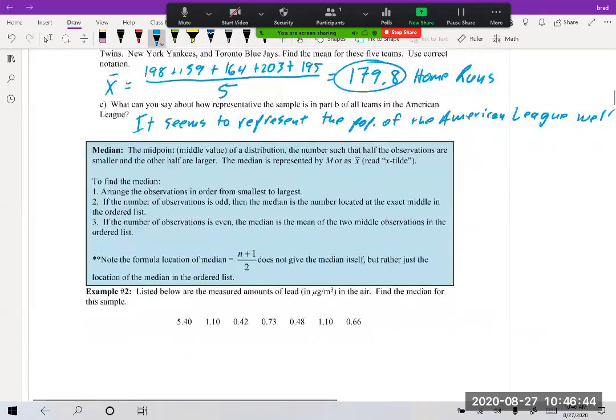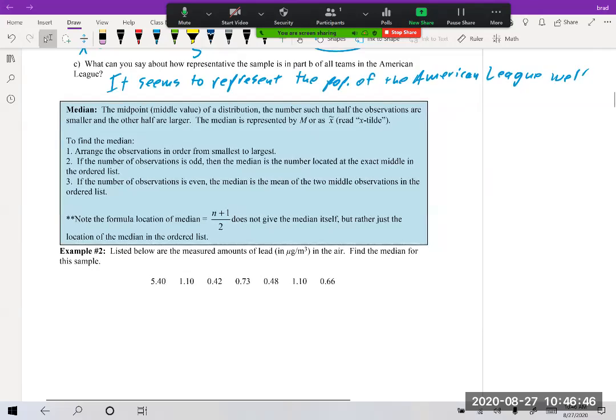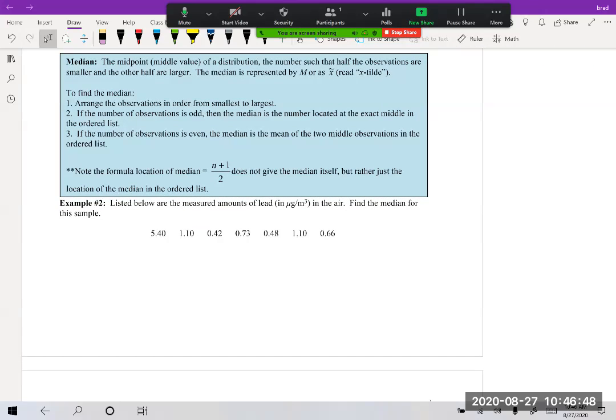Okay, so the next thing we're going to talk about is the median. And the median is the midpoint or middle value of a distribution, the number such that half of the observations are smaller and the other half are larger. The median is represented by M or as an X tilde. If you're talking about the population, you use big M. I've seen some books just use big M for the sample as well. So it really depends. In general, they're not as picky as when it's the mean.